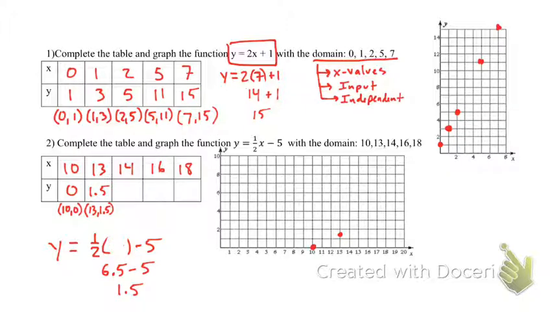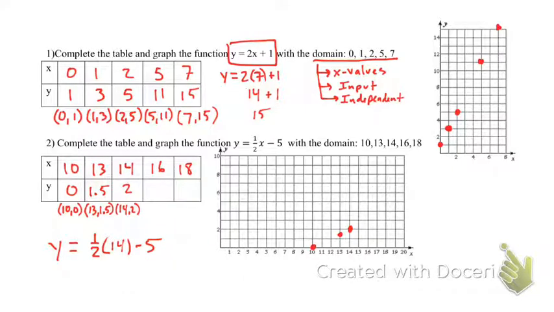Next value that we're going to plug in is 14. So hopefully you're getting the idea here how simple this is, as long as you do the math correctly. Sorry, we're plugging in 14. Half of 14, or 14 times 1/2 is 7. 7 minus 5, you get 2. So now we have 14, 2. Plot that point, and then we continue.